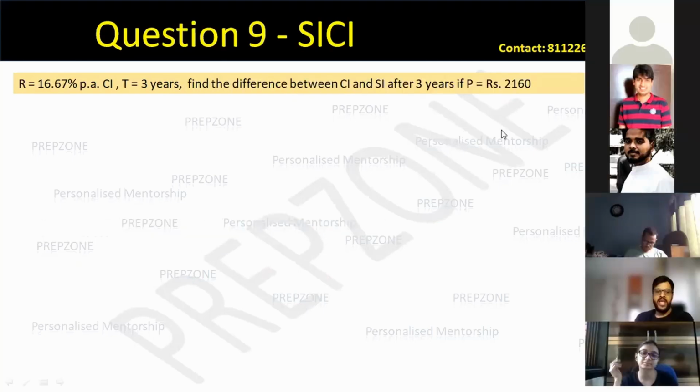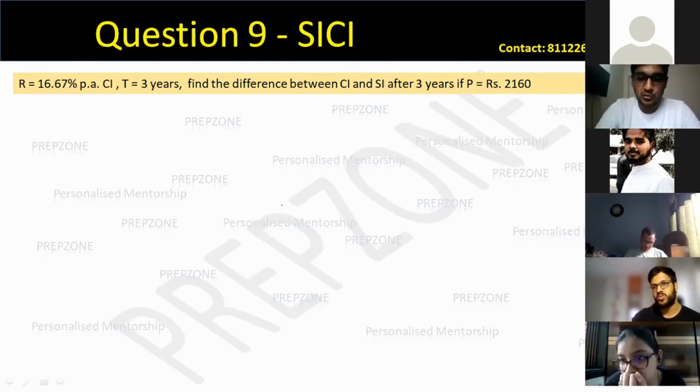Let's solve this question. Rate is 16.67%. What does that mean? Should be on the fingertips. 1 by 3 is 33.33%. It is half of that. So 1 by 6. Time is 3 years. So my principal has to be what? Rate is 1 by 6. So A is equals to 6. Time is 3 years. So principal is 6 cube, which is 216 units.